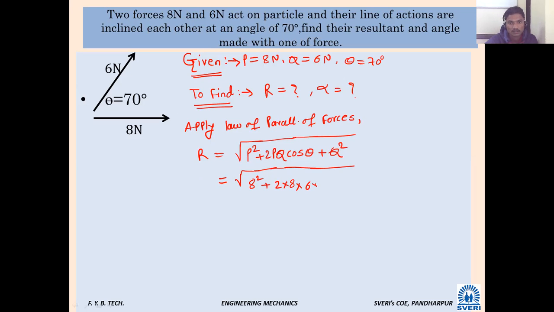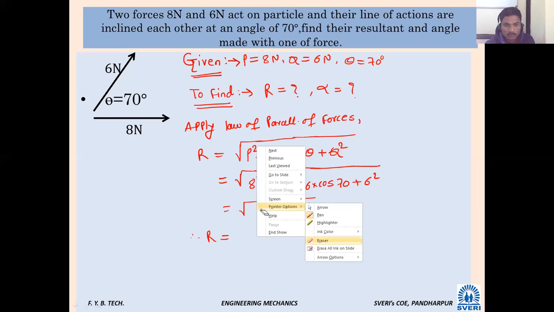8 into 6 into cos 70 plus 8 square plus 6 square. What is the value under root? What is this total value which is under root? 105.47. Then what is the value of R? 10.26. Just check once again. It is 11 point something. 11.52. Under root value, sir, 132.83.